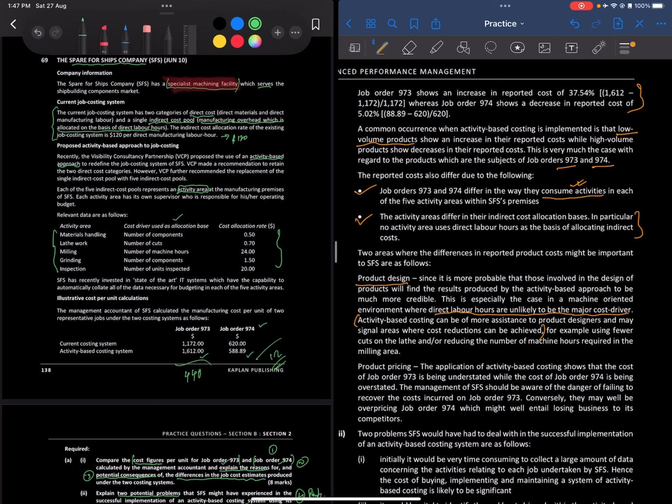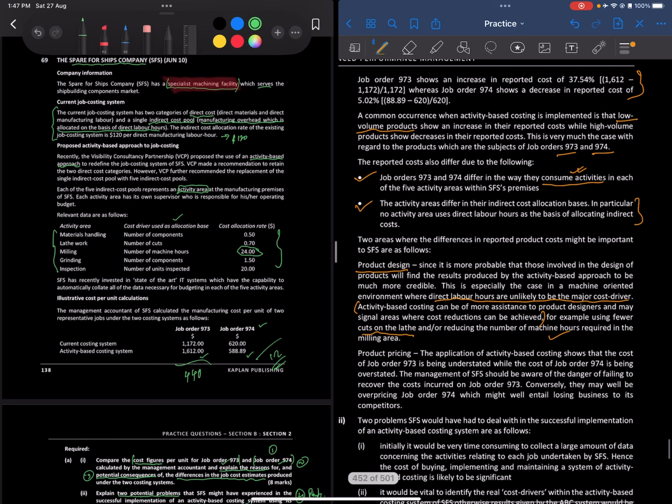It's basically the cuts on the lathe, right? So they can start reducing that, or they can basically reduce the number of machine hours required in the milling area, right? So you see the driver rate is basically 24. That's a huge cost, right? That's a very huge cost.